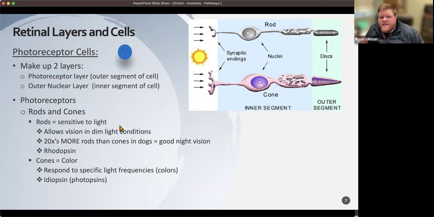Rods are sensitive to light, cones equal color. Rods light, cones color. And so rods are what allow us to see. So if you got to get up in the morning and you got to go to the restroom, what little light is out there is being picked up by your rods. That's why if you were ever in these low light areas, you might think that you're seeing in black and white. Like you might almost get kind of a gray color.